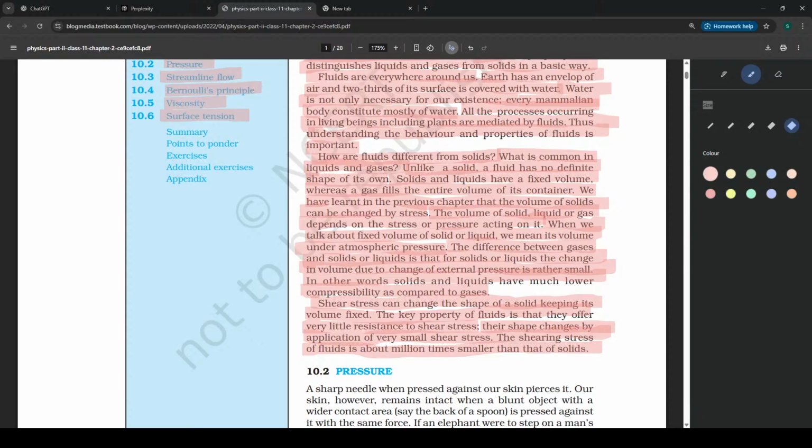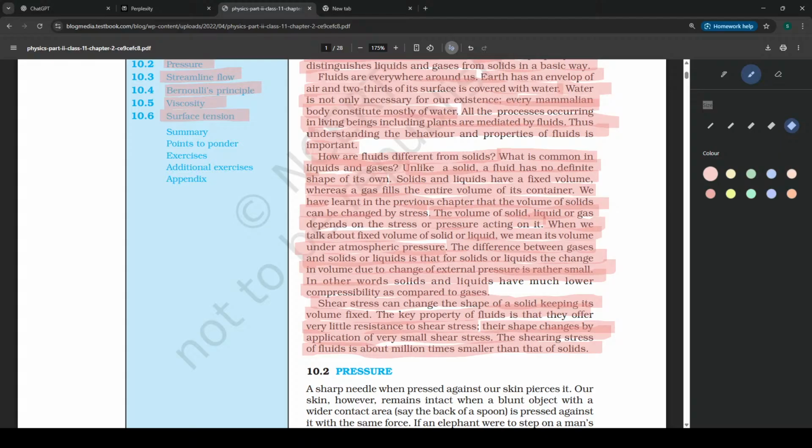One more thing before that: shear stress can change the shape of an object like a solid, keeping its volume fixed. The volume will change or decrease in cases like hydraulic stress, not shear stress. Now, the key property of fluids is that they offer very little resistance to shear stress, meaning we can change the shape, but the volume will remain constant.